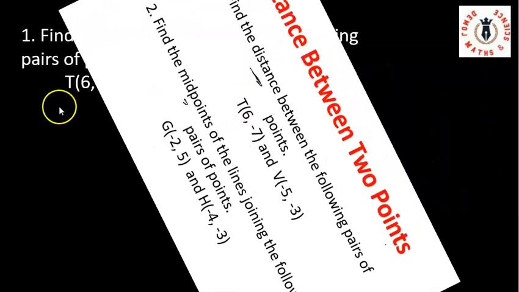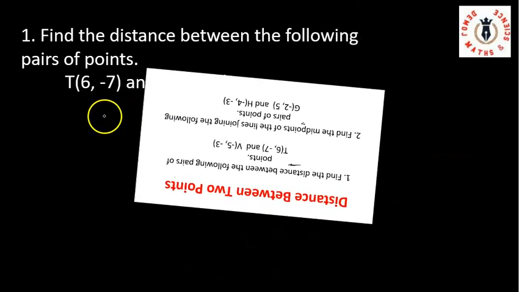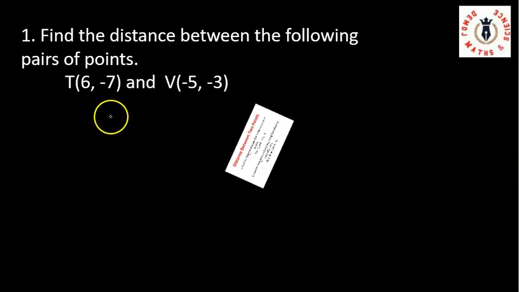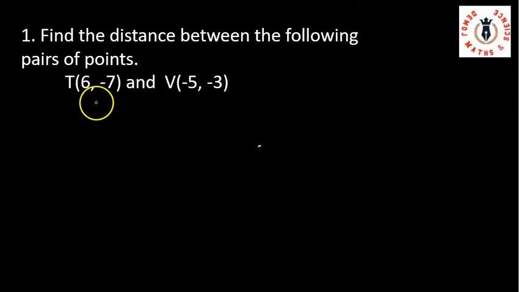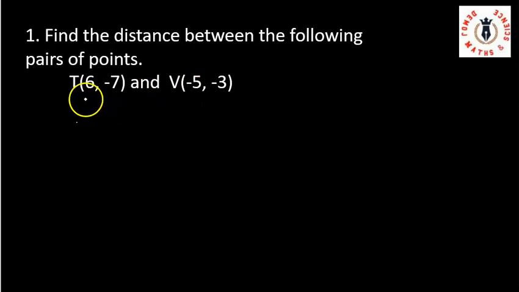My first question says, find the distance between the following pairs of points. I have T at 6 and minus 7 and V at minus 5 and minus 3. I would like to call T my 1 and call V my 2. So I'll label T here as x1, here as y1. Then for V, my minus 5 will be x2 and my minus 3 will be y2.